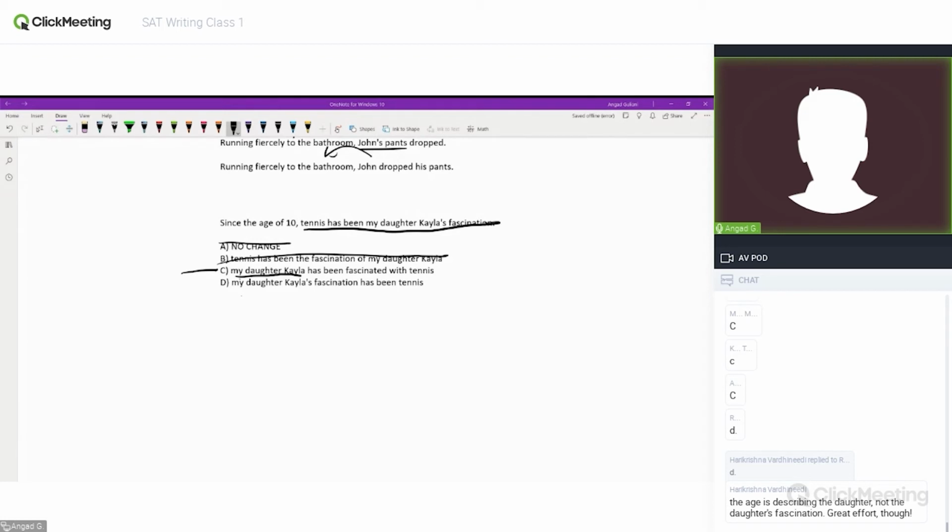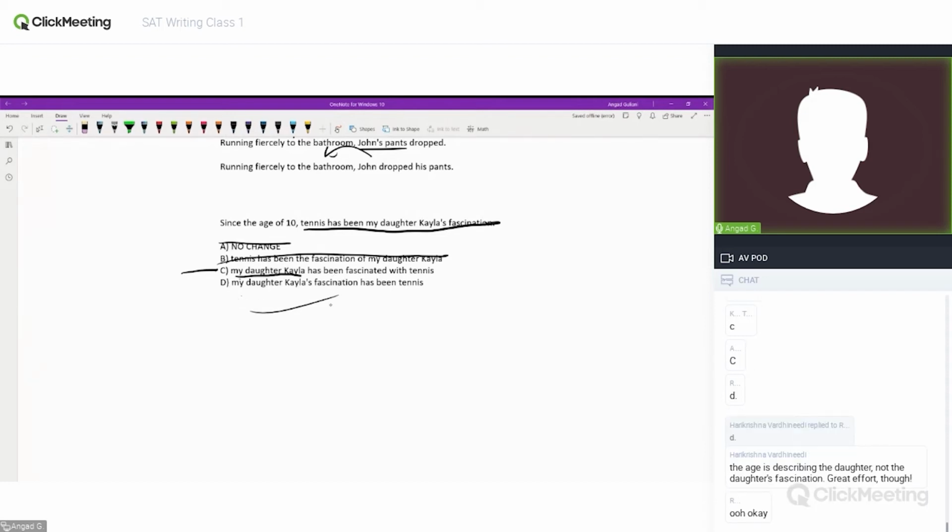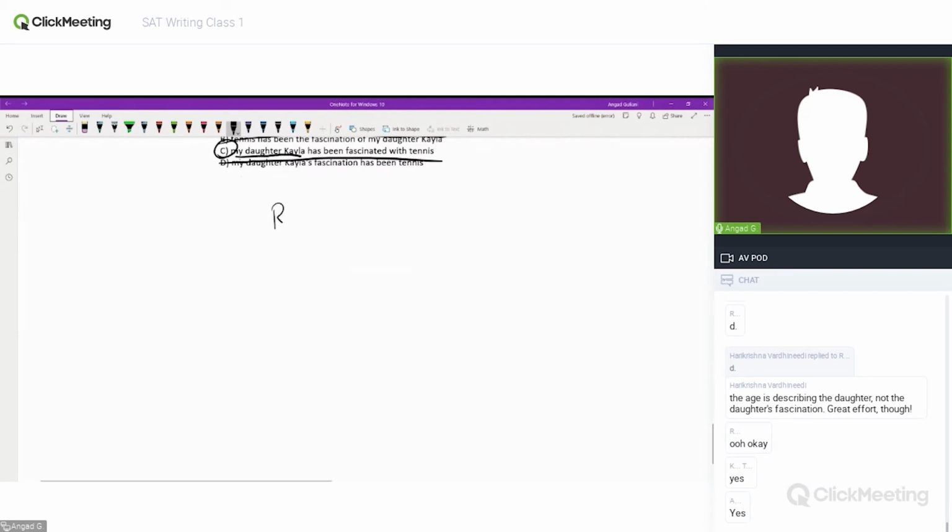Yeah, and it's describing the daughter. This one's describing her fascination, but since the age of 10, it has to describe her daughter, and that's the problem with D. So D is going to be wrong as well. So the answer can only be C. Do you guys get that? So let's just get on to run-ons.